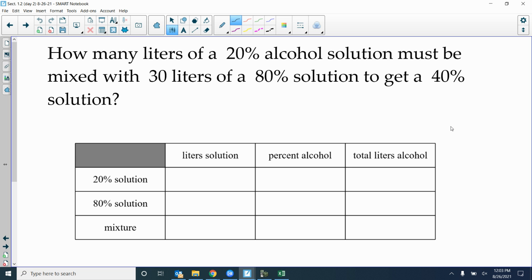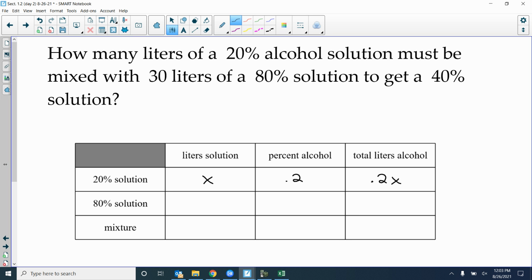Okay. All right, 20% solution. How many liters do we have? Don't know. So you're going to put an X there for that one. The percent alcohol is given to us, and I'm just going to write it as a decimal, 0.2. Just like if you have 10 liters of 50% orange juice, you have 5 liters of orange juice, we're going to do the same idea. How much pure alcohol do we have? Well, you would have to take 20% or 0.2 times X. That would give us the total liters of pure alcohol.